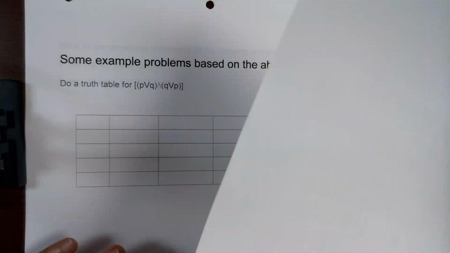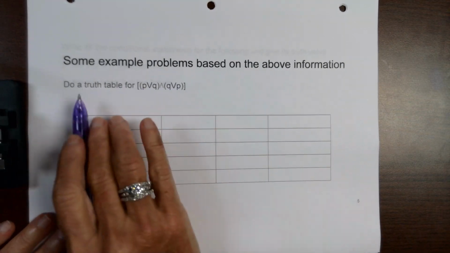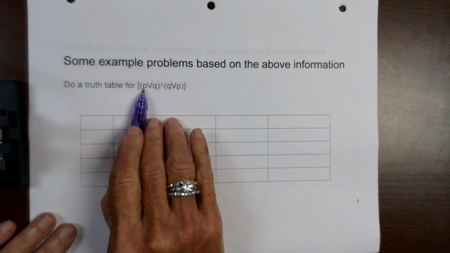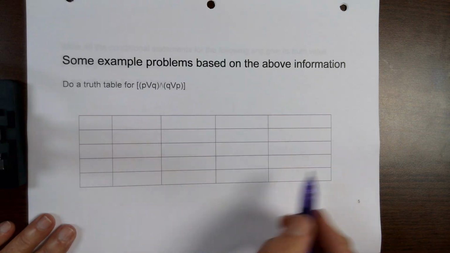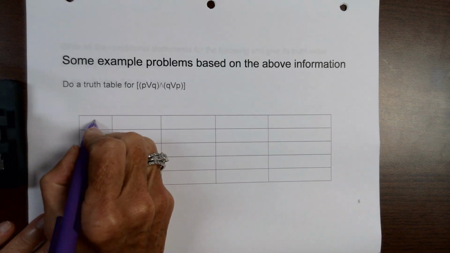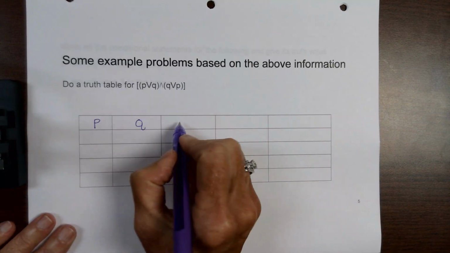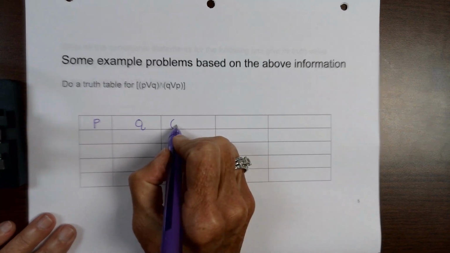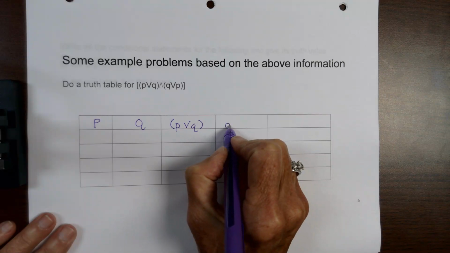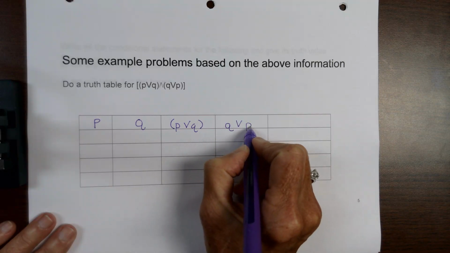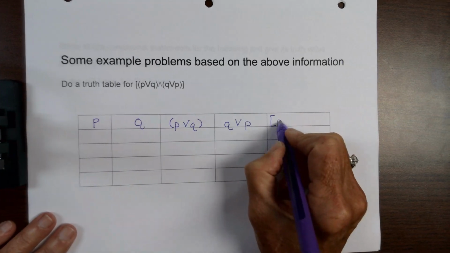All right, so here's some sample problems based on the above information. Here is a truth table. This is a P or Q and a Q or P. So we're going to have columns here. We have a P, we have a Q, we have this first parenthesis, a P or Q. We have the second parenthesis, a Q or P. And then we have the third parenthesis, which is the whole statement we're trying to find.